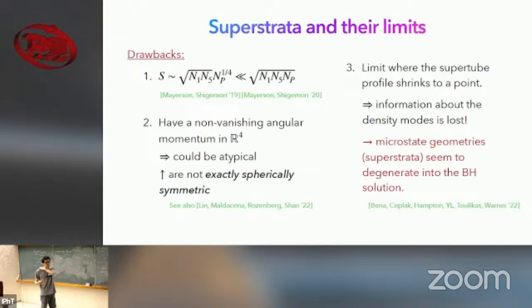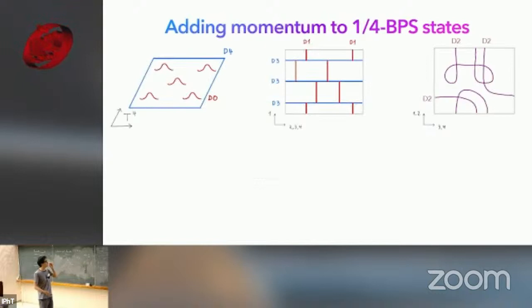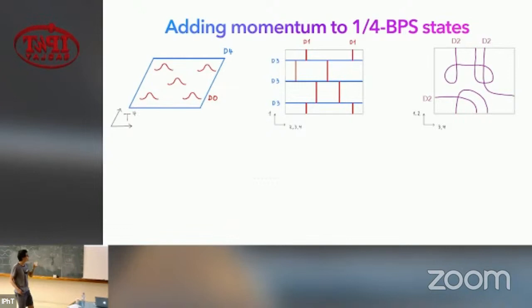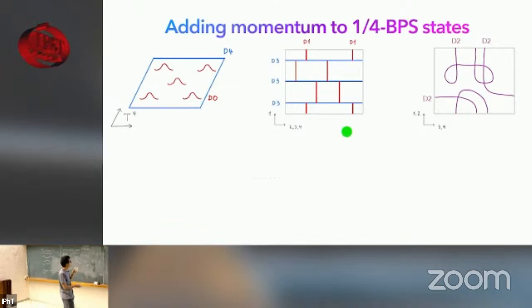But on the other hand, if the quantum corrections are important, then the supergravity solution is not good enough. So we have to think differently. And why not go back to our appetizer? And the appetizer says this: maybe we can add some momentum to what we know already. So how do we do that?